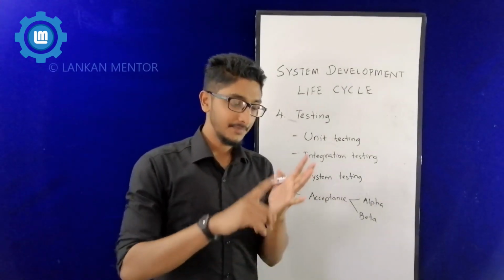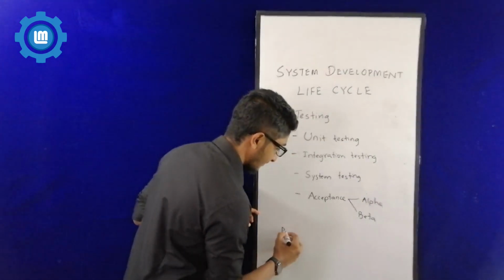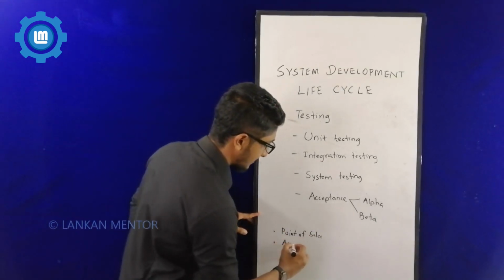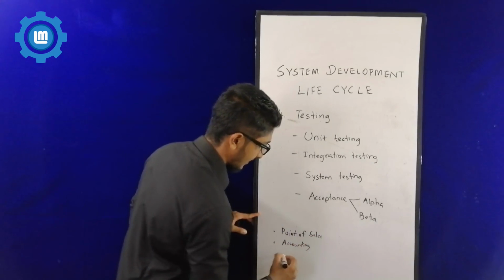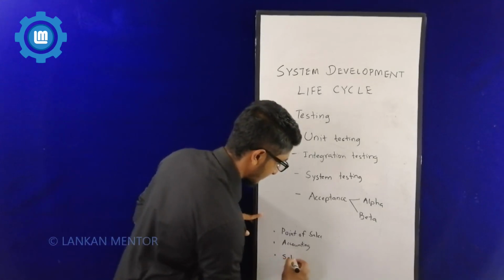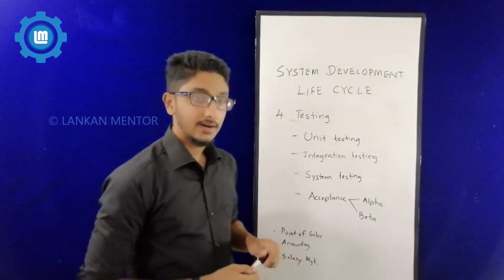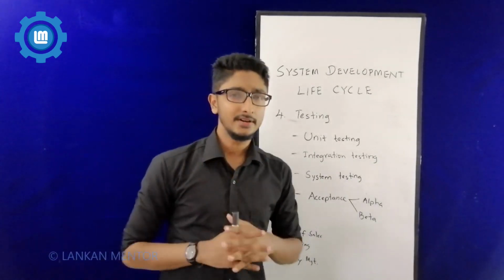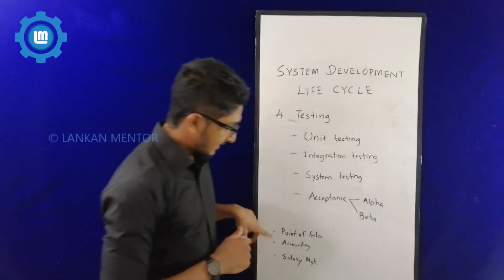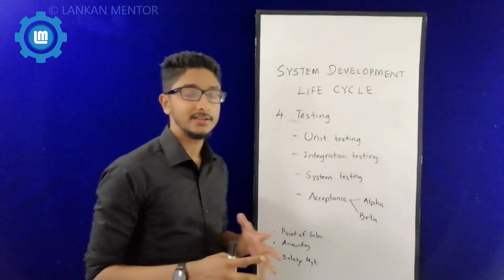One component is the sales, point of sales, right? It is the point of sales, and there is this accounting part, and finally you have salary management, right? Now these are the 3 components in your software, right, that you developed in the third step. Okay, now these are called units. Point of sales is one unit, accounting is another unit, salary management another unit.